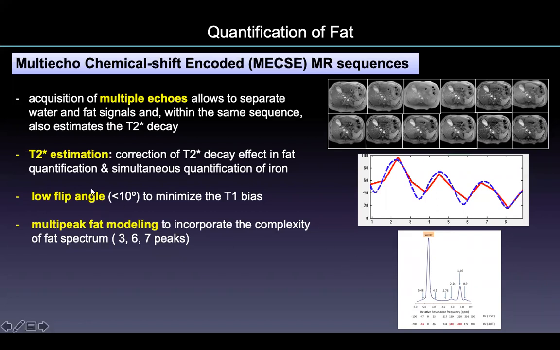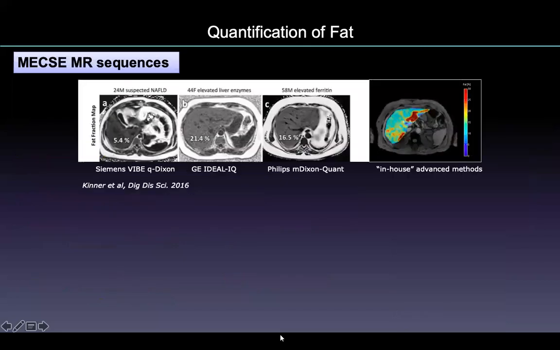We must use a low flip angle to minimize the T1 bias, and we should also incorporate the multiple fat peaks in our signal intensity model. And with these sequences, we can quantify PDFF for fat quantification and R2 star for iron quantification. And this can be performed with sequences from the different vendors or using in-house advanced methods.